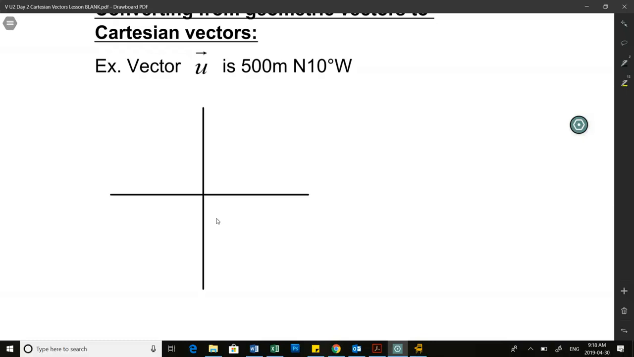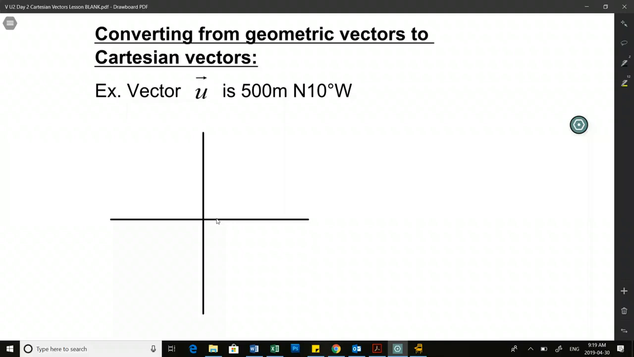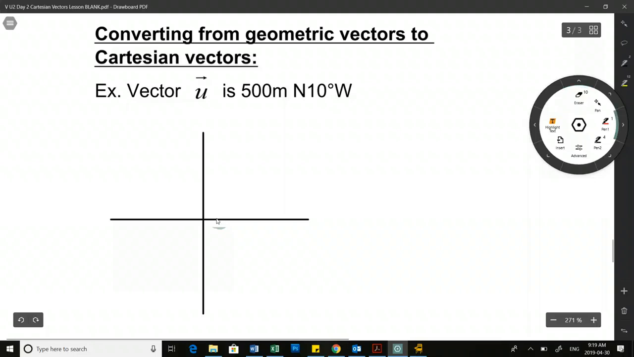Okay. So how do we convert vector u, if it's 500 meters at 10 degrees west of north, into our Cartesian vector? That is a really good skill to have, especially if we're doing any application type questions. Not cosine law, but SOHCAHTOA. Yeah, that's really good.